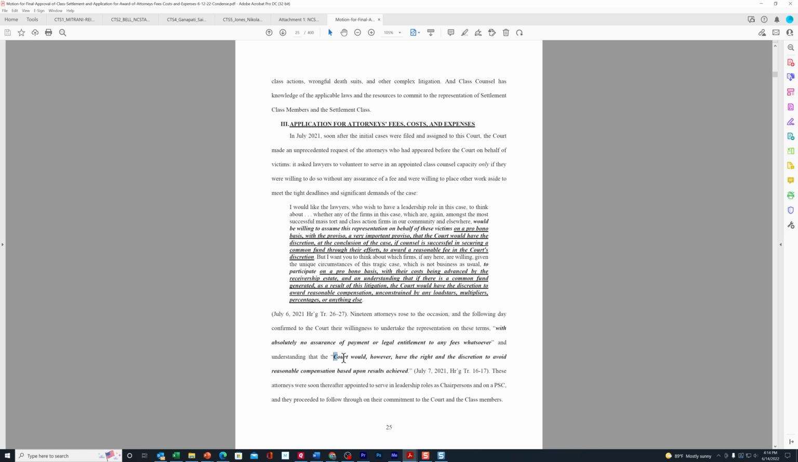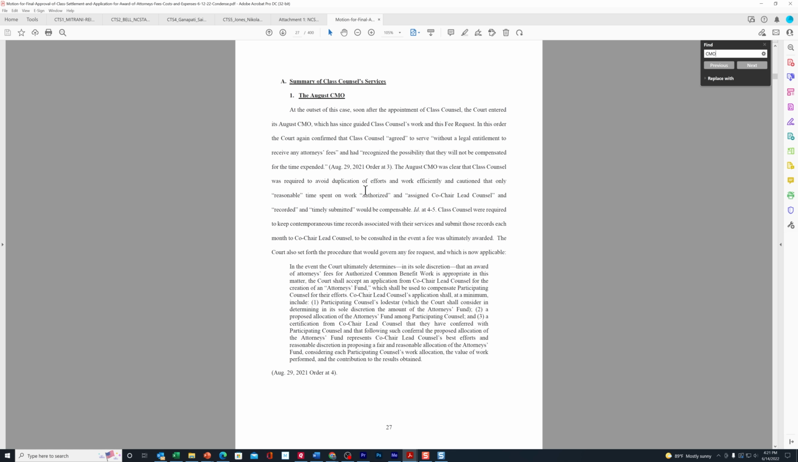And then it says here, look at this: the court, however, has the right and the discretion to award reasonable compensation based on the results achieved. Let's say they only got like $10 million in the settlement. How much do you think the court would have given them then? Probably nothing. So to prevent overbilling and inflated costs and stuff like that, the judge had these lawyers all agree to serve without legal entitlement.